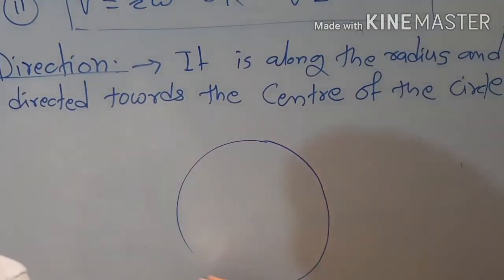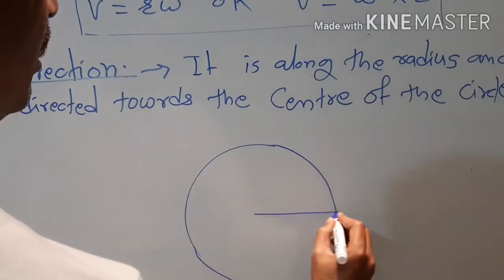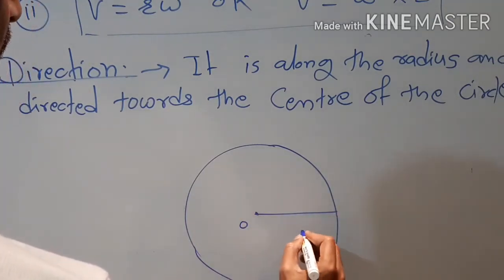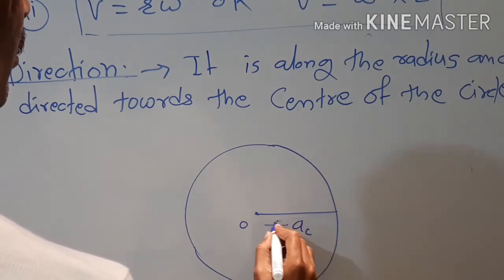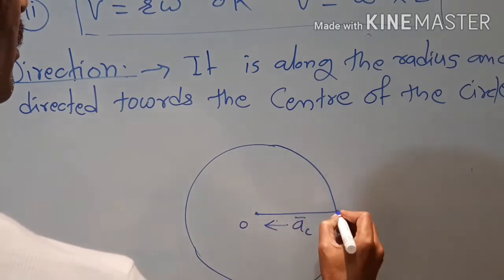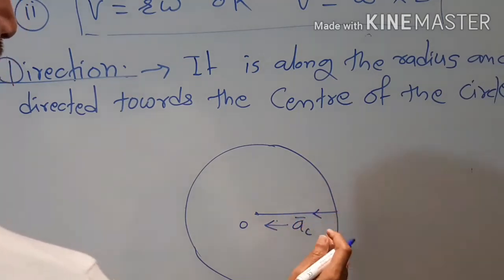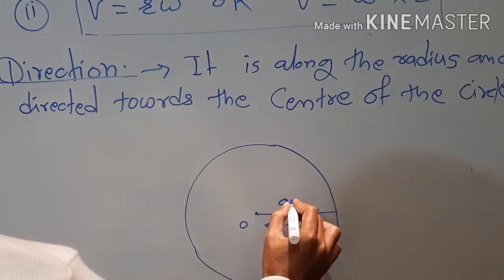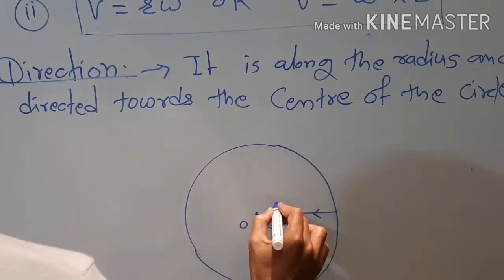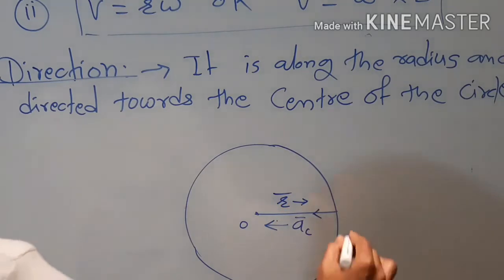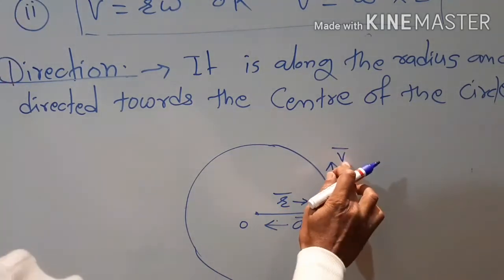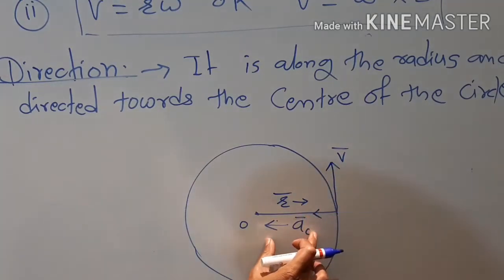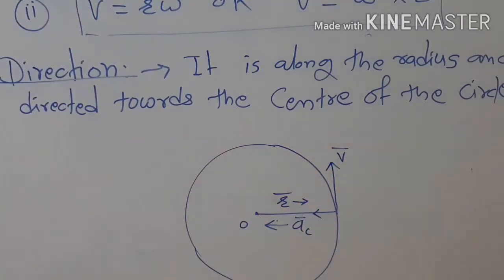So draw this diagram in order to understand the direction of centripetal, radial or linear acceleration. It is along the radius and towards the center of the circle, while R bar is directed away and the velocity is along the tangent. This is the linear velocity, this is the linear or radial or centripetal acceleration, and this is the radius vector.